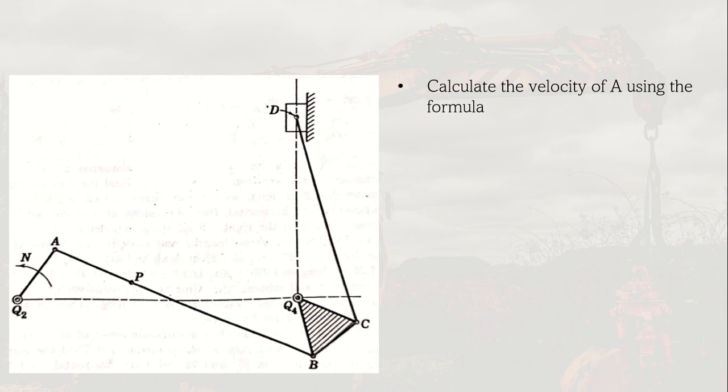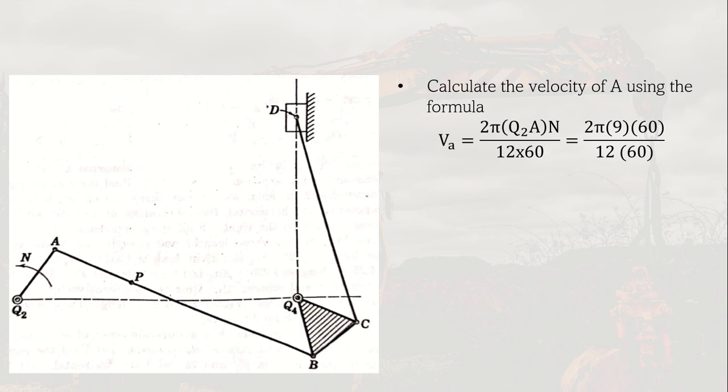So the first step is to calculate the velocity of A using the formula. The velocity of A is 2 pi, the radius of gyration of A, and the revolutions per minute of A. So that is 2 pi R n. The 12 here is a conversion factor from inch to feet, and the 60 here is the conversion from minute to second, so that our result for the velocity of A will be in feet per second. When you substitute the values of QA and N, we get the velocity of A as 4.71 feet per second.